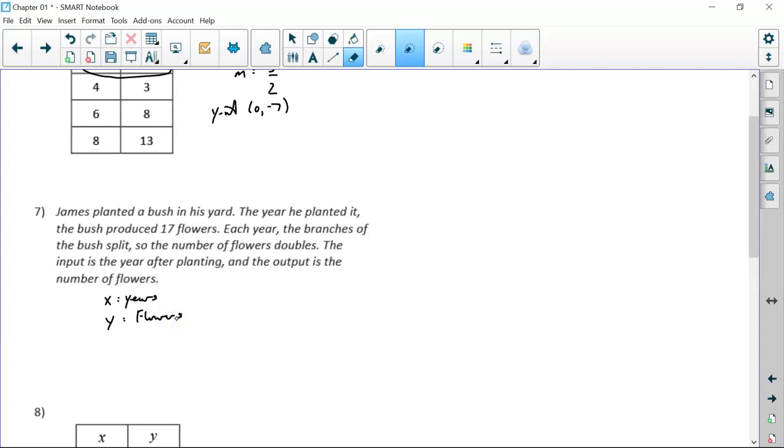Now, can we have half of a flower or a quarter of a flower? No. So because of that fact, without even graphing it, this is discrete.